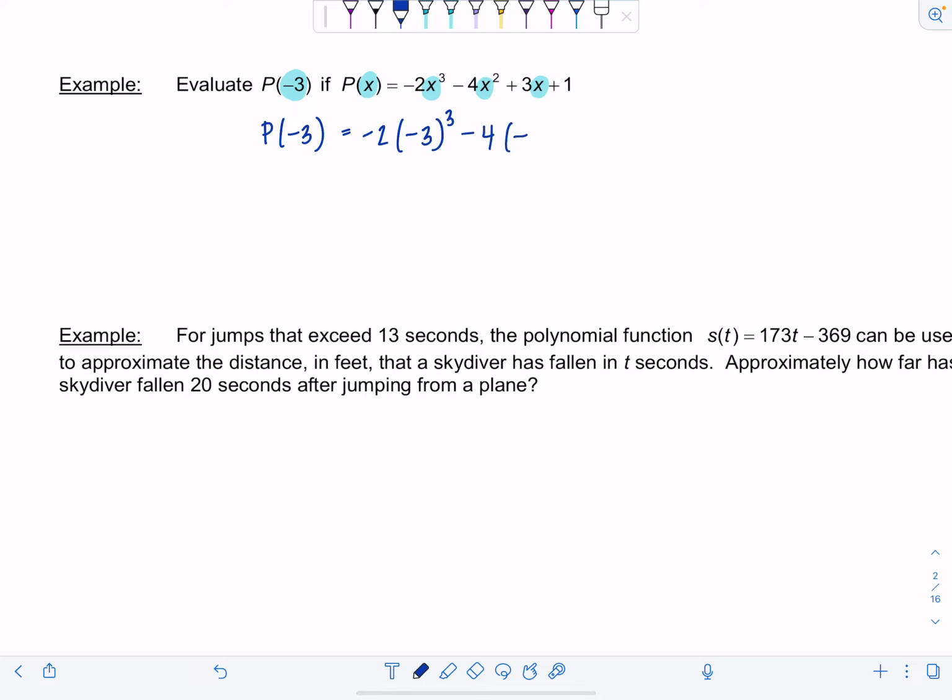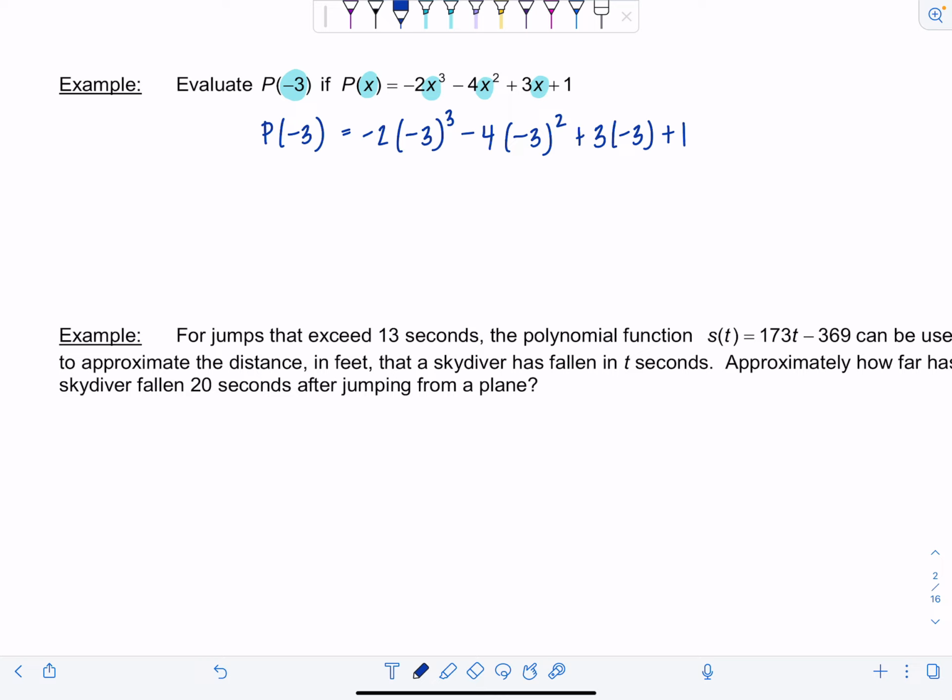Minus 4 times negative 3 squared. Did you put the 2 outside the parentheses? Oh, good. Okay. Plus 3 times negative 3 plus 1. Yes? Does your work look exactly like mine? I hope so. Then you won't make mistakes.